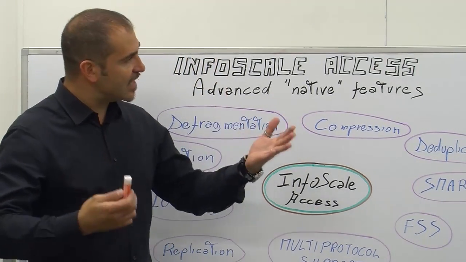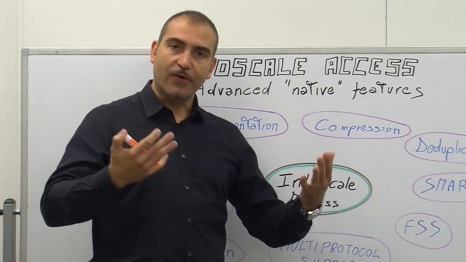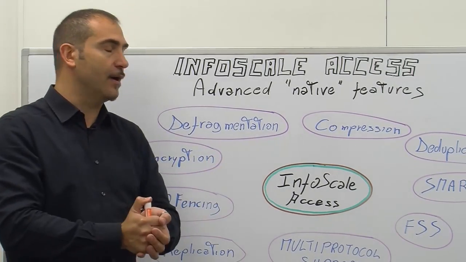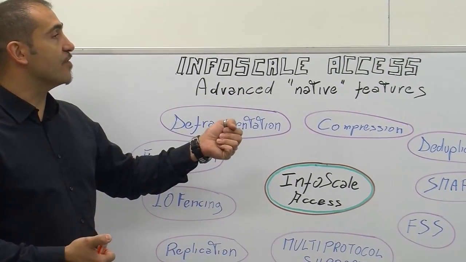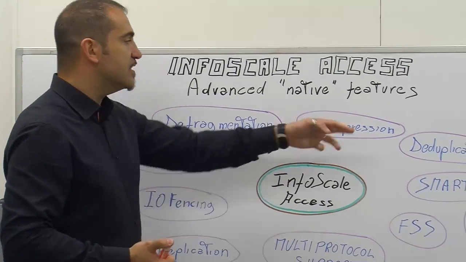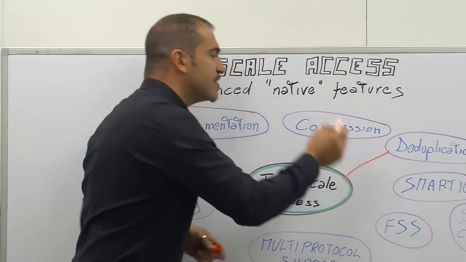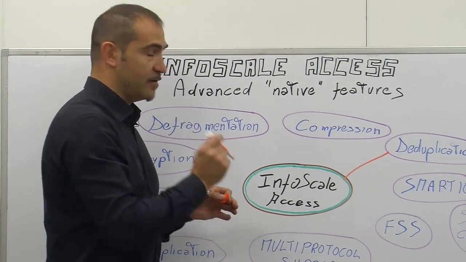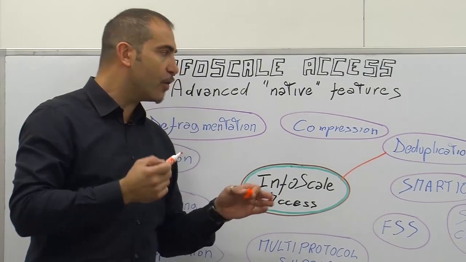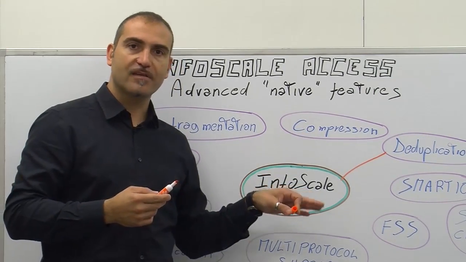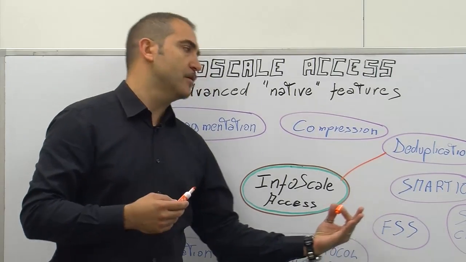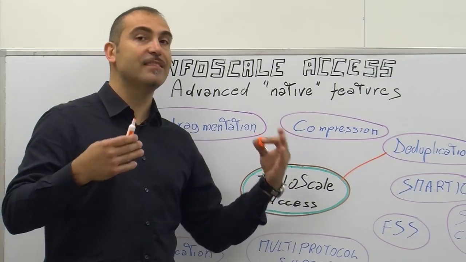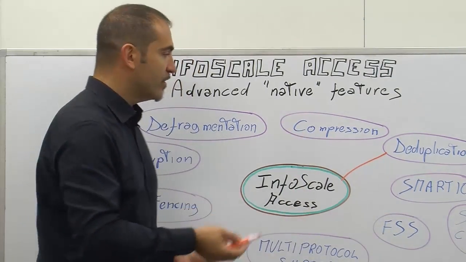Compression, this is another good feature that InfoScale Enterprise provides to InfoScale Access. The compression works in the same way. You can compress files online while the processes are using the file. And you can use the compressed file in any way you want. The deduplication, well, even the deduplication is something that is provided natively and locally to the InfoScale Access cluster. That means that while your InfoScale Access cluster deduplicates blocks, your production environment is not affected at all, and the network is not affected at all as well. This is a really good feature.